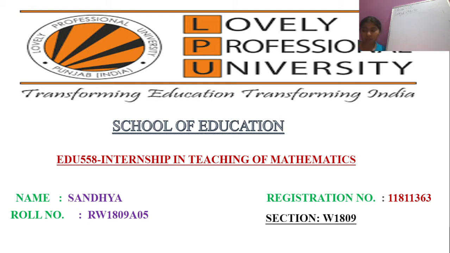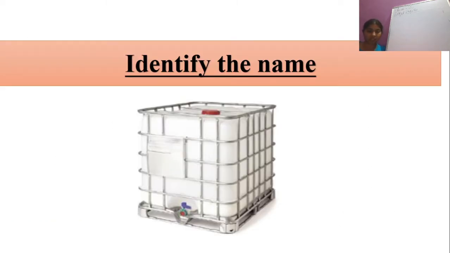Okay students? So students, I have something for you. I have an object in front of you on your screen. You have to identify the name of the object. Do you see an object? A digital image in front of your screen. So students, what is the name of this object? Write down your answer in the comment box, students.